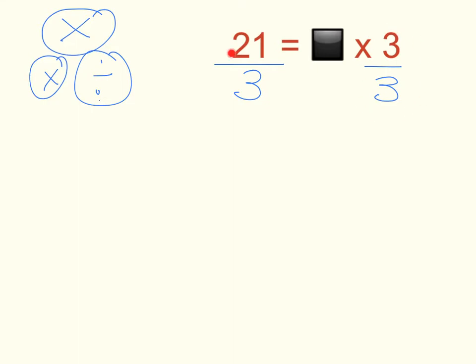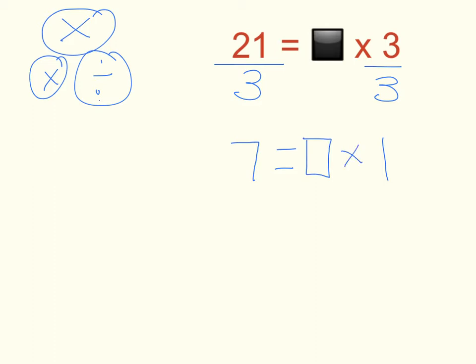So 21 divided by 3, I know is 7. And I know that 3 divided by 3 is 1. But then I have to take a look. I still haven't used my equal sign, so I'm going to bring that straight down. I have not used this square, which is my variable, or the multiply sign. So I'm going to bring my square down, and I'm going to bring my multiply sign down.